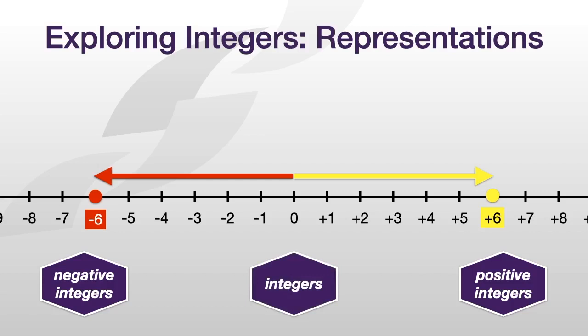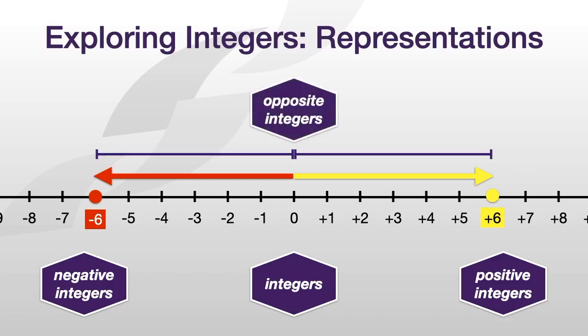Pairs of integers that are at equal distances from 0, like positive 6 and -6, are called opposite integers. Opposite integers will become very important when we explore adding and subtracting integers. I chose to represent the integers using a horizontal number line. A vertical number line works too. In fact, you may be more familiar with this representation.